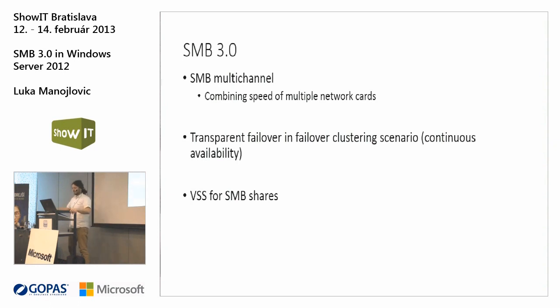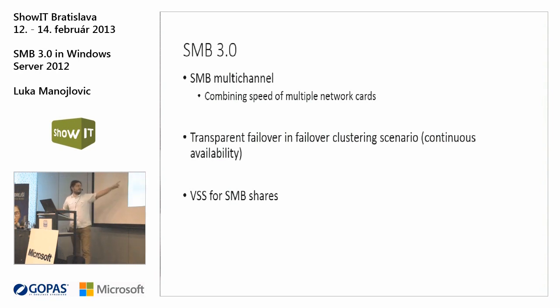But you can do it, for example, by connecting each of the cards to one switch, so you have additional redundancy and additional speed. Okay, transparent failover in failover clustering scenario, continuous availability. There is a new term, you know, high availability. What does it mean? High availability, for example, for virtual machines. But another thing that Microsoft did in the failover cluster part is continuous availability during failover. So now when you are moving the file share between nodes, the connection to the clients is still online, but not for Windows XP.